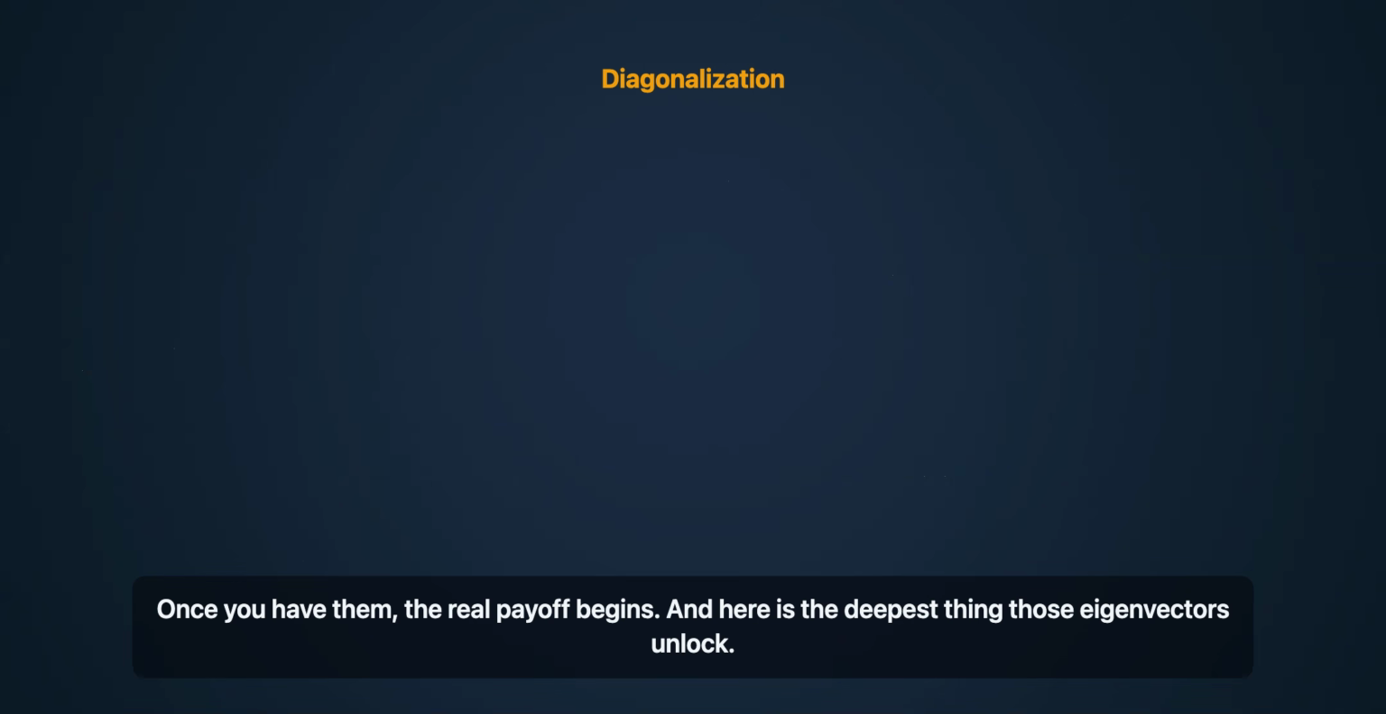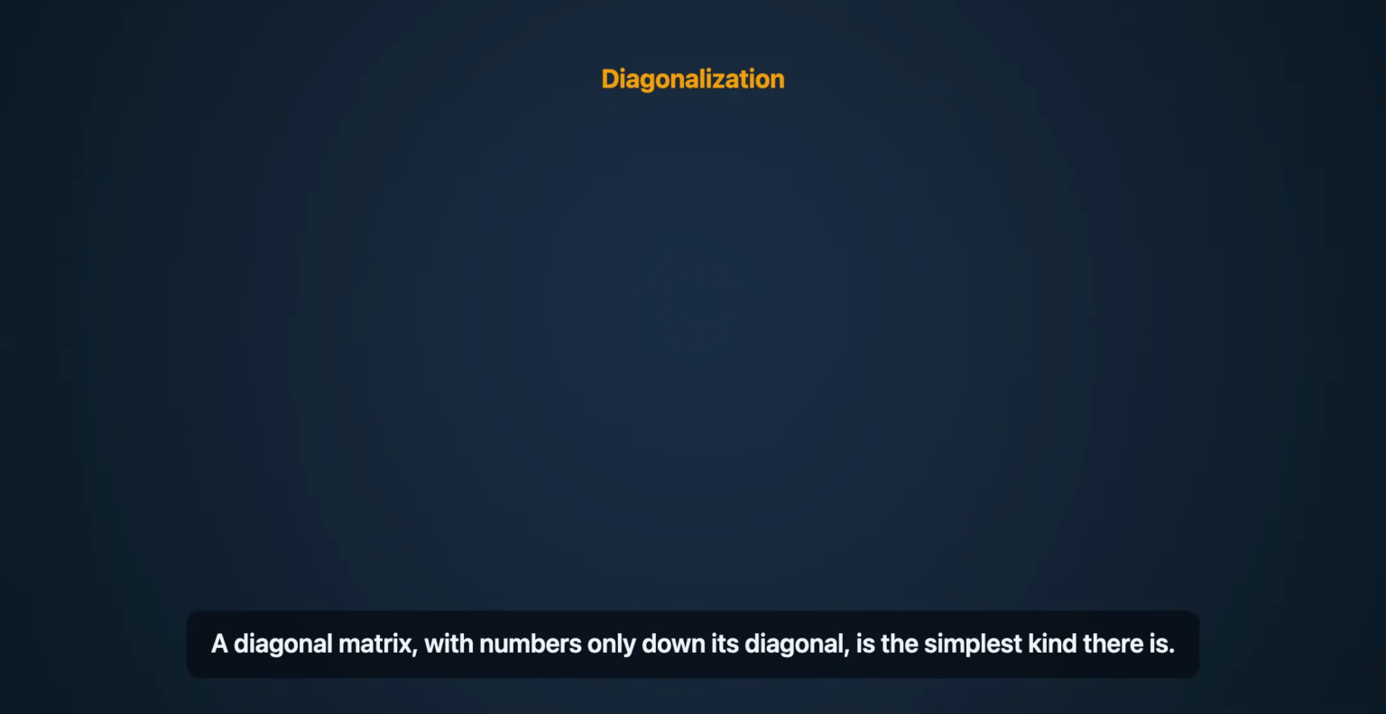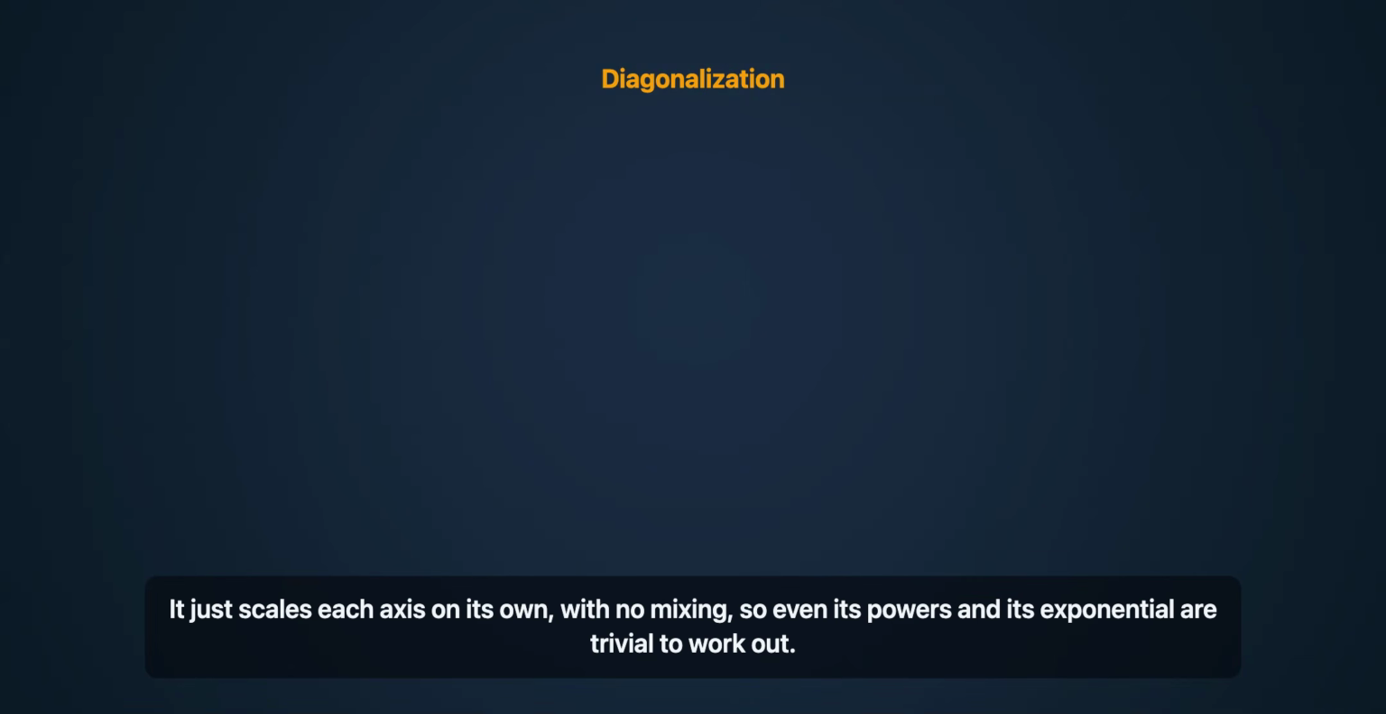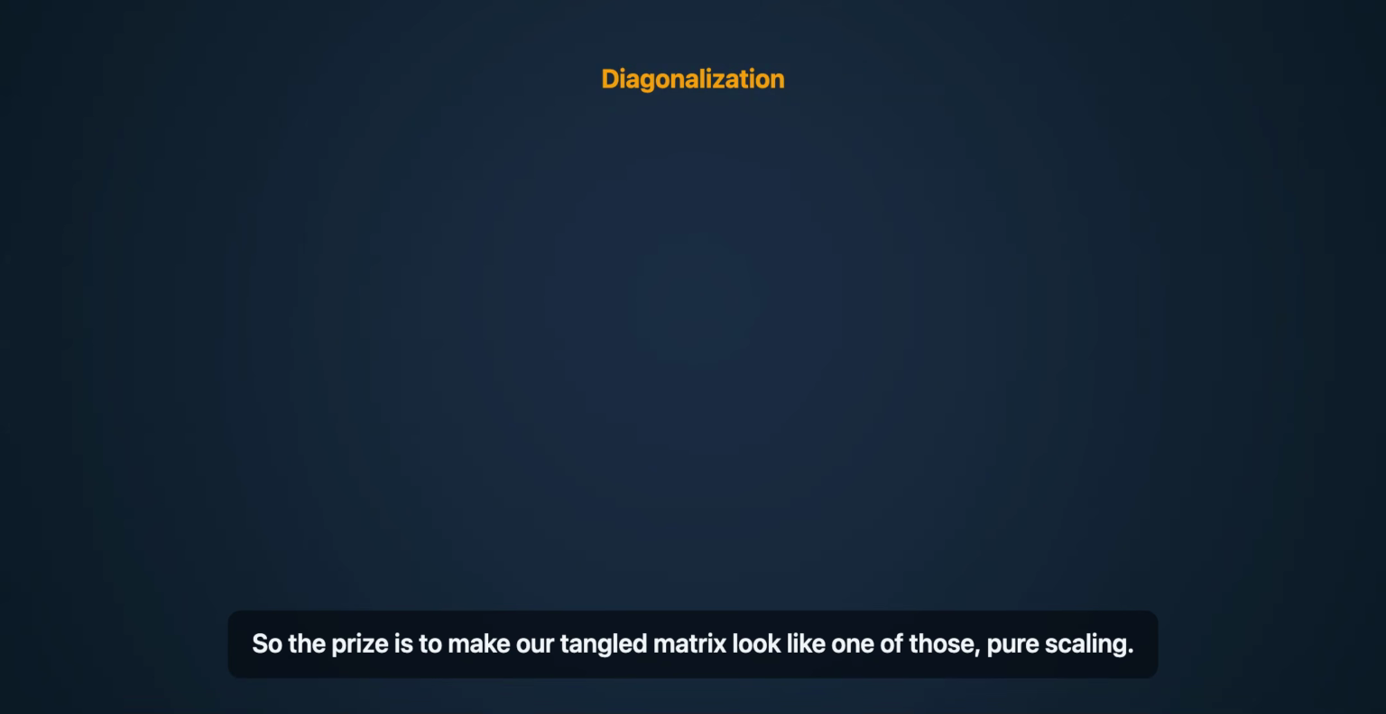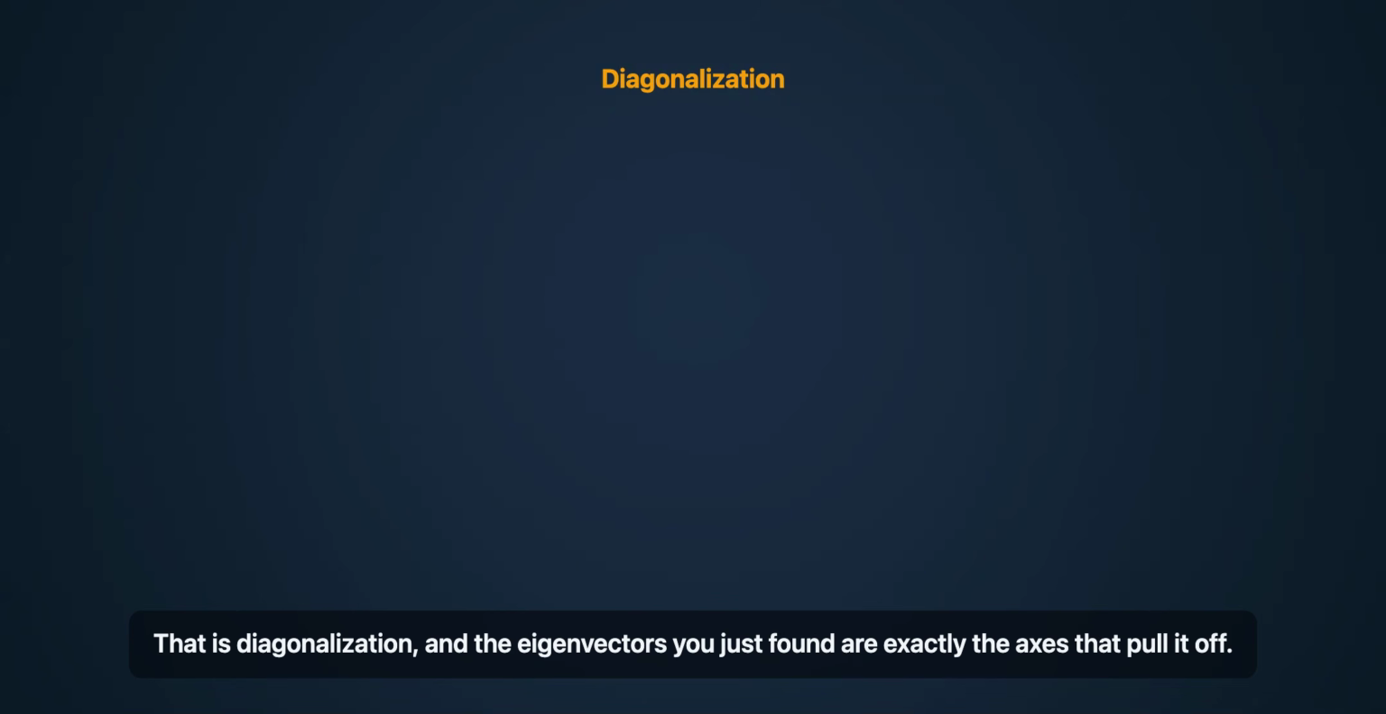And here's the deepest thing those eigenvectors unlock. A diagonal matrix with numbers only down its diagonal is the simplest kind there is. It just scales each axis on its own with no mixing, so even its powers and its exponential are trivial to work out. So the prize is to make our tangled matrix look like one of those pure scaling. That is diagonalization, and the eigenvectors you just found are exactly the axes that pull it off.